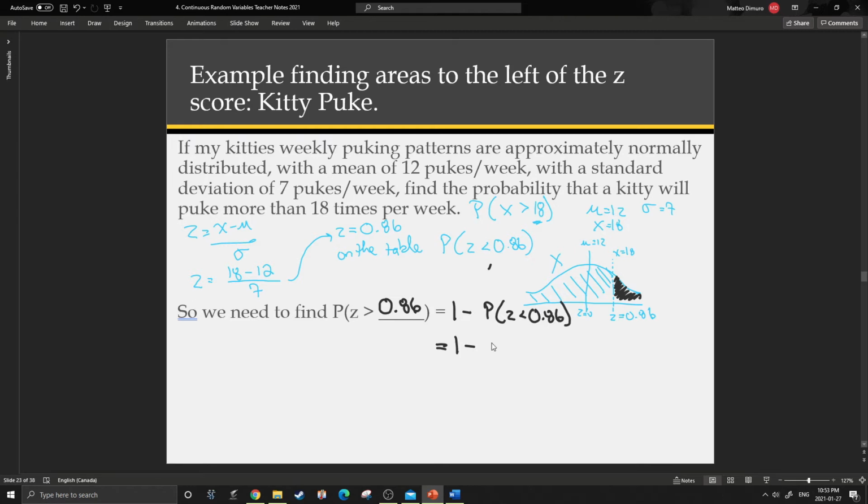So 1 minus 0.8051. Do the math. Type it in on your calculator like me. I'm not going to mess around with those decimals. There you go. What was this? This was the probability that x is greater than 18. Okay. Write a concluding statement that there is a 19.49% chance that the kitties will puke more than 18 times in a week. Wow.